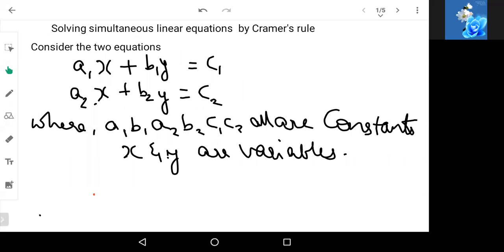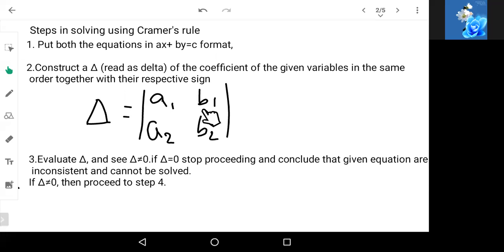We are going to take these numbers and form a matrix. From the first equation a1, b1, from the second equation a2, b2. So we are going to get a 2 into 2 matrix. This is called delta. Now, when you have a 2 into 2 matrix, suppose this delta is 1, 3, 2, 5.